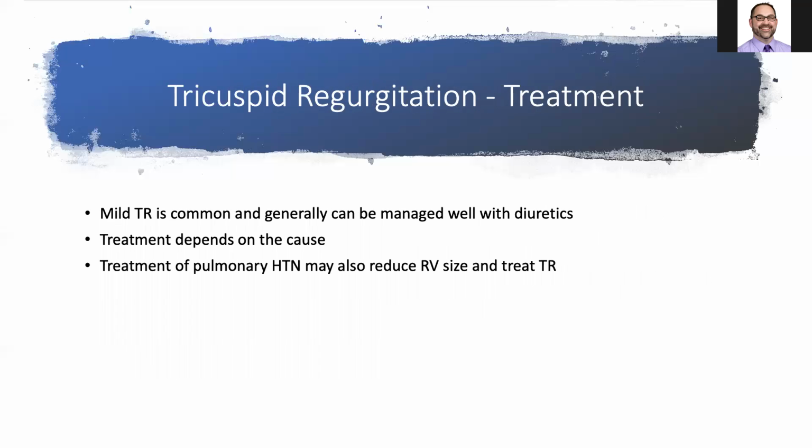So treatment: mild tricuspid regurgitation is common and generally managed with diuretics. Treatment depends on the cause. Treatment of pulmonary hypertension may also reduce the right ventricular size and treat the tricuspid regurgitation. If you remember, whenever you have issues with heart remodeling, you have shifting of papillary muscle and valves that can cause regurgitation. So treating the underlying cause and reducing the size of that ventricle could help manage patients.